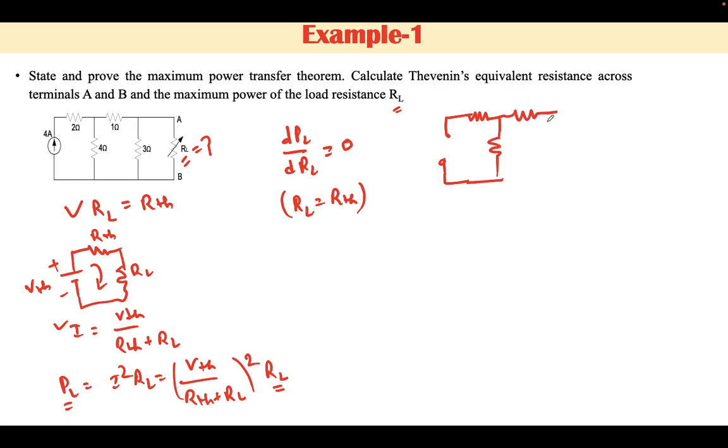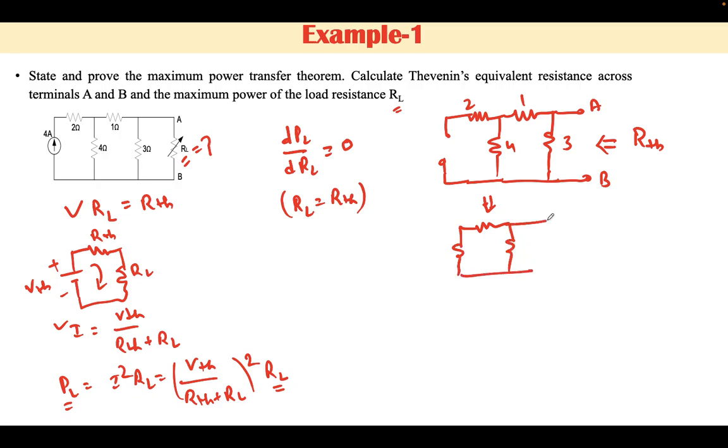It looks like this when all the sources are replaced with their internal resistance. Now from here, looking from here, this is the resistance RTH across terminals A and B. This is 2 ohm, this is 4 ohm, this is 1, this is 3. As this path is open, there is no contribution of the 2 ohm resistance, and hence we can say 4 and 1 are in series with each other and the combination is in parallel with the 3 ohm resistance. Then it will be the RTH.